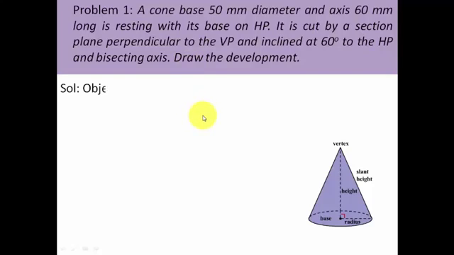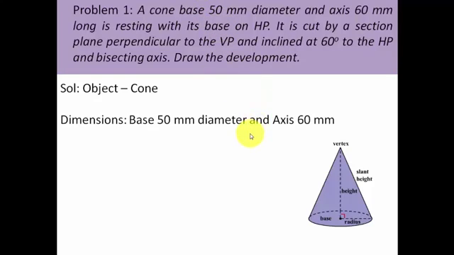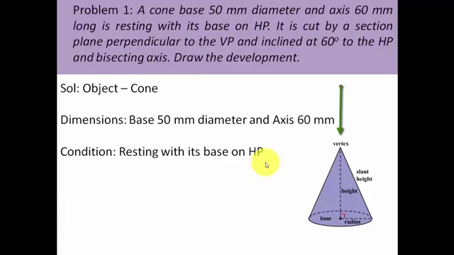So the object in this case is obviously a cone having dimensions in the form of diameter. Base diameter is 50 and axis length is 60 millimeters, and at the same time there is a condition that has been given to us, that is resting with its base on HP. Now guys, just think about it. If a cone is resting with its base, that is a circular base, on the horizontal plane, then one thing is for sure, that the true shape of the base can only be seen from the top, and hence you have to begin by drawing the top view of the base. That construction is going to happen below the XY line.